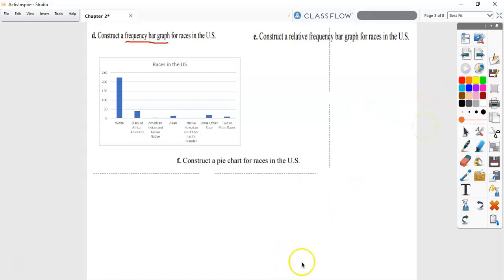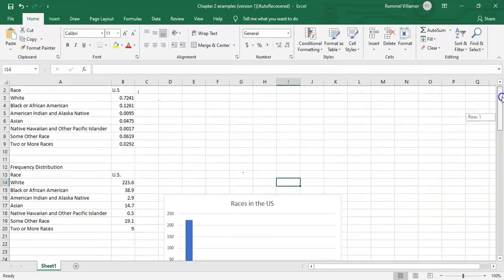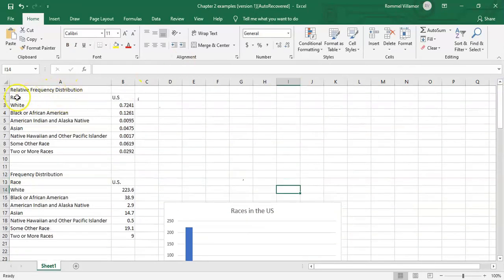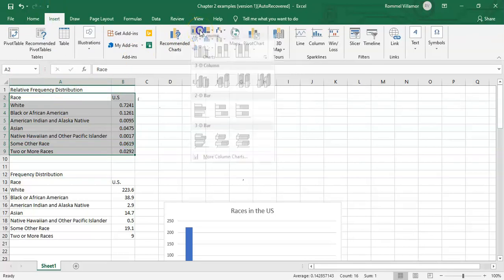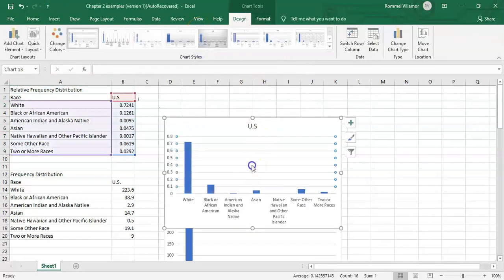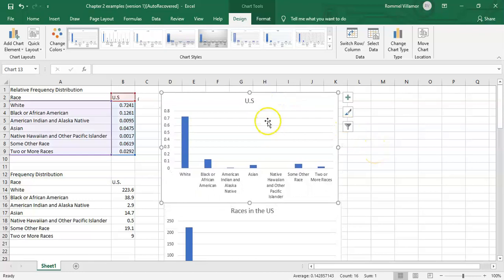And then for constructing a relative frequency, it's talking about the percentage. So I'm going to go back to our Excel. Again, I already pre-typed that in my Excel. So this is the relative frequency, and all I need to do is the same process. So highlight the data that you want to show in your bar graph. I'm going to use 2D again. Of course, we're going to have the same graph, but this time on the left side, the vertical axis is going to be the percentage or the decimal form. So I'm going to change my title to Races in the US.